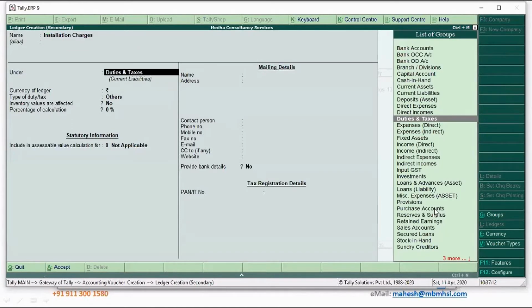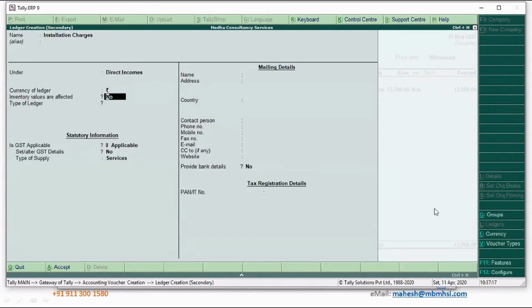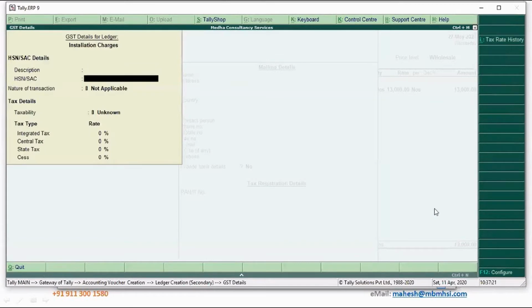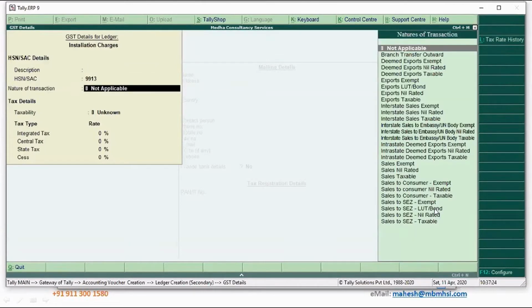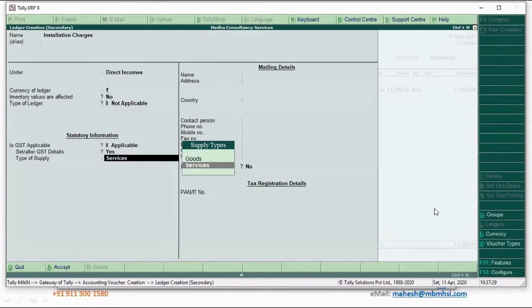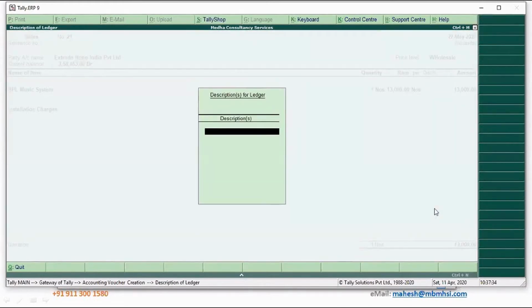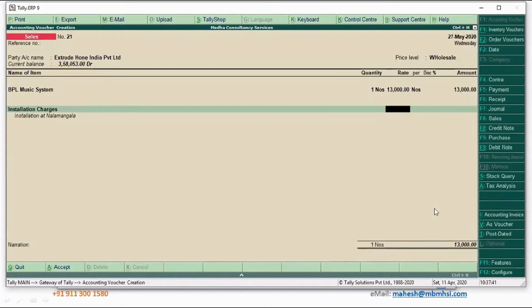I'm taking this under direct income. It is not a sale for me, so inventories are not affected. I have a GST for this, and I'm specifying 9913. This is the SAC code for this, and it is taxable at 18%. And this is a service. So installation at Nelamangala. I'm just giving the description, and I'm charging 1,000 rupees for installation.